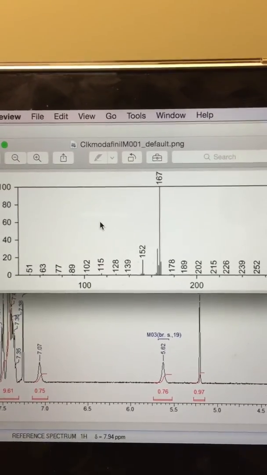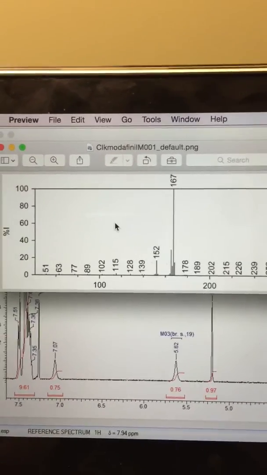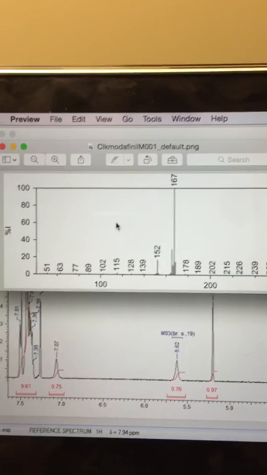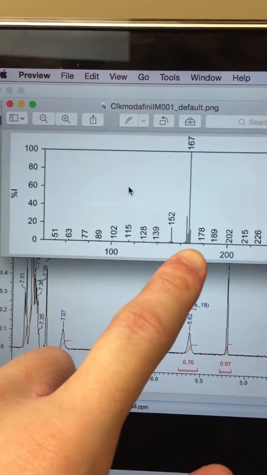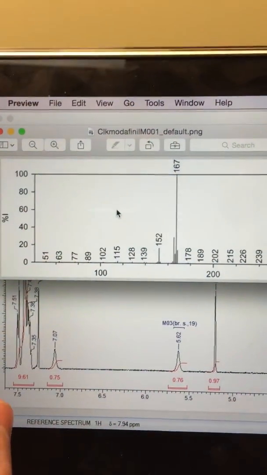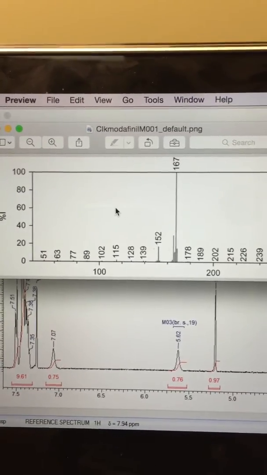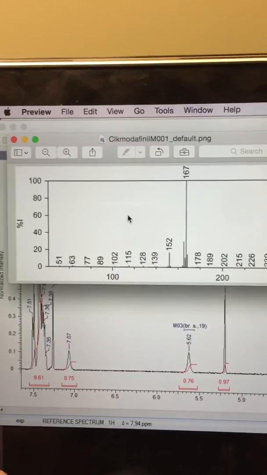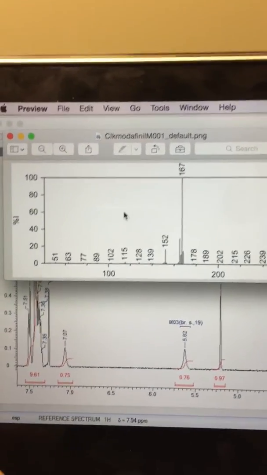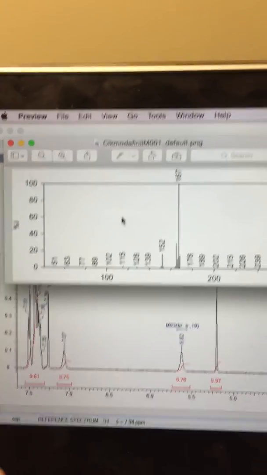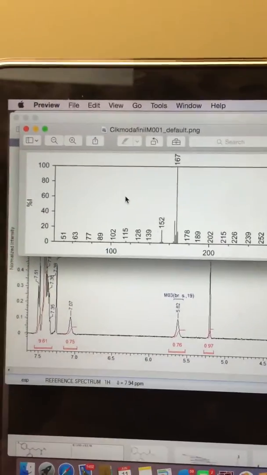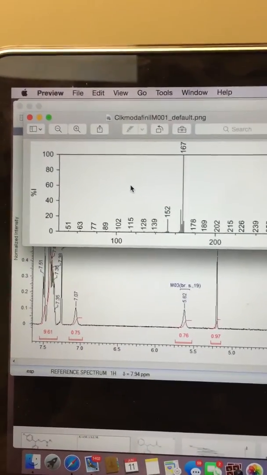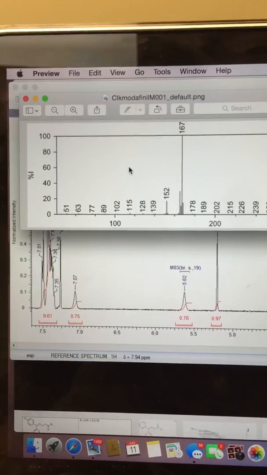So this is labeled as M, and then M plus 1, this peak can be seen right here, is around 17.89%, and the M plus 2 abundance is approximately 4.89%. So as these radicals separate out of this compound, the peaks are expected to be seen on this graph.